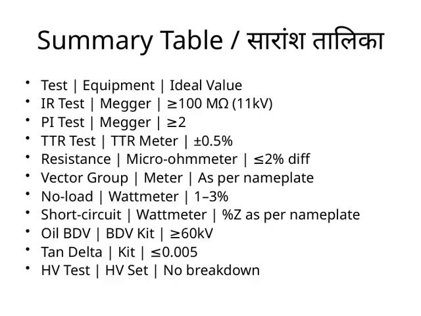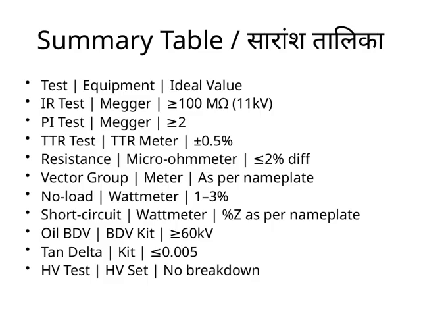During no-load testing with a wattmeter, a reading of 1 to 3% indicates the core losses are within acceptable limits, reflecting efficient operation without load. For short-circuit testing, the wattmeter should show %Z as specified on the nameplate, which helps verify the impedance characteristics of the transformer. The oil BDV test, using a BDV kit, should measure 60 kilovolts or higher, indicating the oil's dielectric strength is sufficient for insulation.